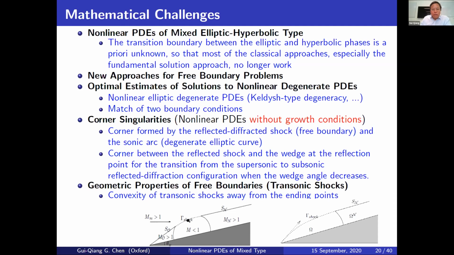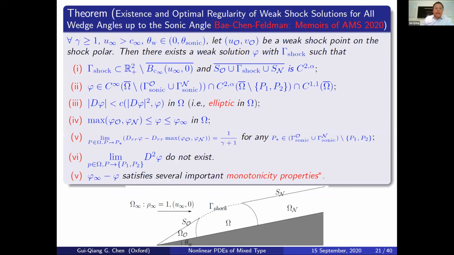Another is the corner formed by the degenerate curve at this corner. What is the optimal regularity? As well as this shock, if this is the detachment case, because the shock meets the wedge angle here. In this case, because the PDE is without growth condition, there are many results about non-elliptic equations with growth condition handling corner singularities. In our case, we don't even have a growth condition. So there are other questions, like geometric properties of the free boundary. So here's the theorem. We can prove that.